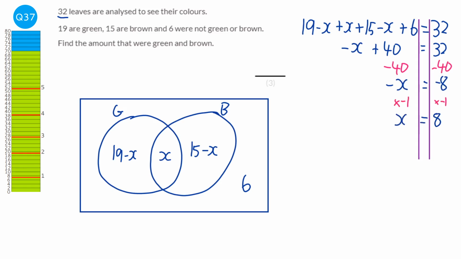So now we know X is 8, we can start filling in the Venn diagram. It's 19 take away 8, which will be 11. X is 8, so we know that that's 8. And 15 take away 8, which is 7. So to find the amount that were green and brown, we know it's going to be 8.